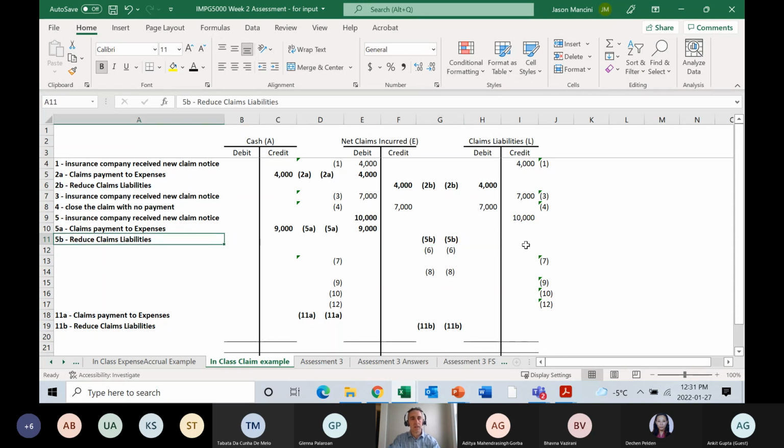Let me just do a couple more examples here. Okay. So when we made this $9,000 payment, we want to reduce the amount that we think is going to be paid on this claim because we thought we're going to pay $10,000. We paid $9,000, so we want to reduce our reserve, our claim liability, by the $9,000. Because we made a payment already on it.